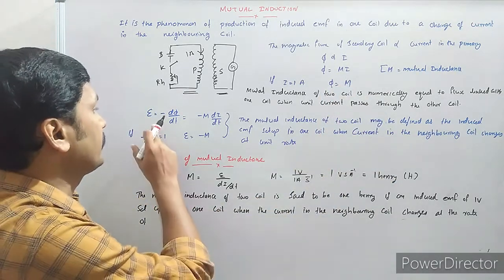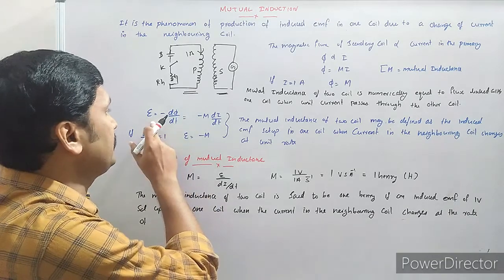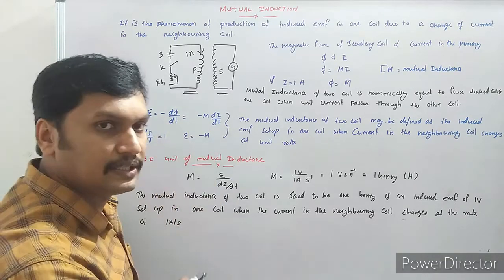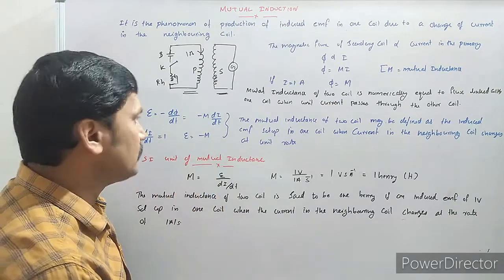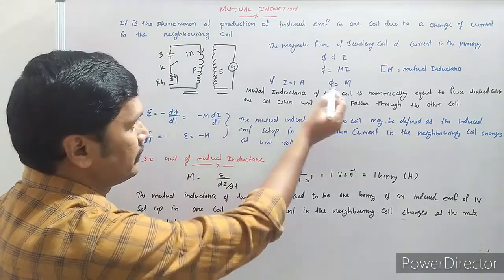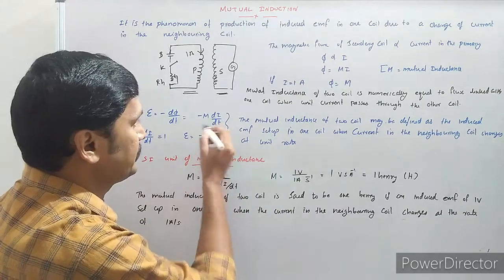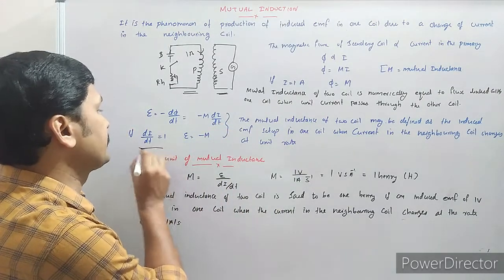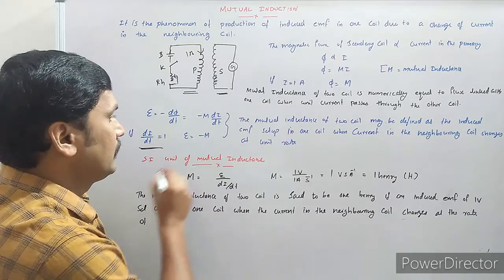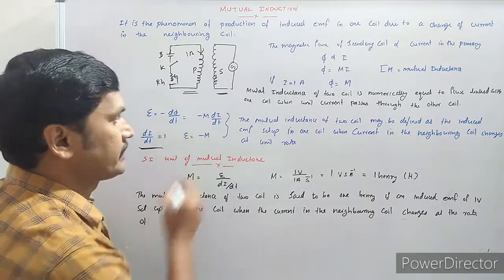In another way, we can write the induced EMF E is equal to minus d phi by dt, by Faraday's law. Substituting phi equal to M into I, we get E equal to minus M into dI by dt. And suppose dI by dt is equal to 1, then we can write E equal to minus M.